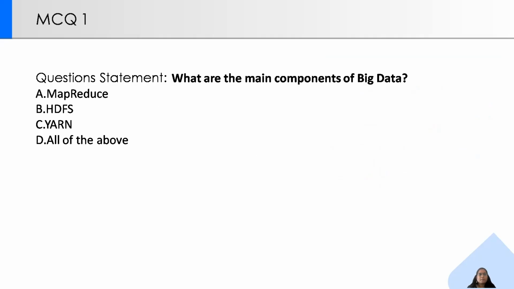Now, quiz time. What are the main components of big data? The answer is all. So HDFS for storage, MapReduce and YARN for processing.